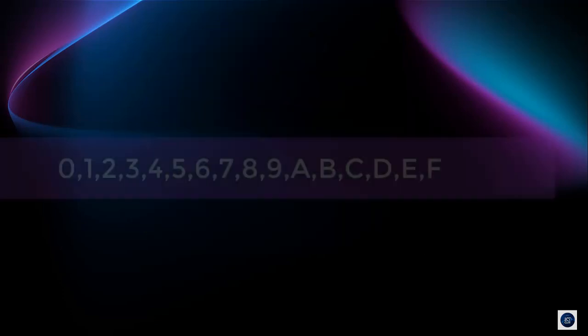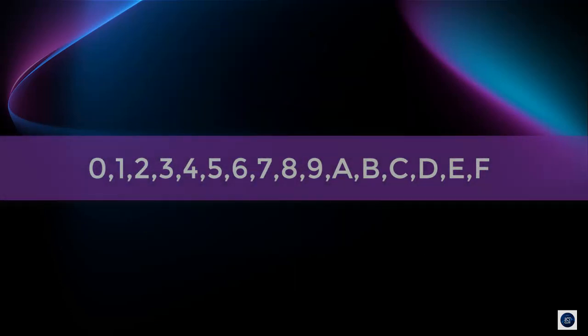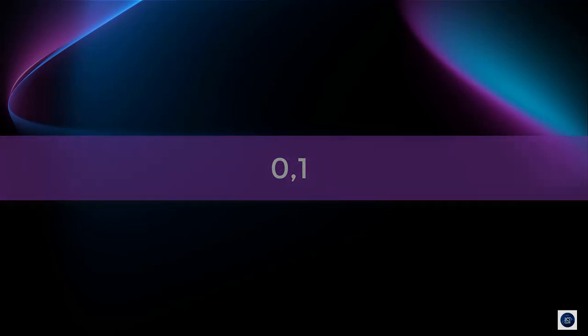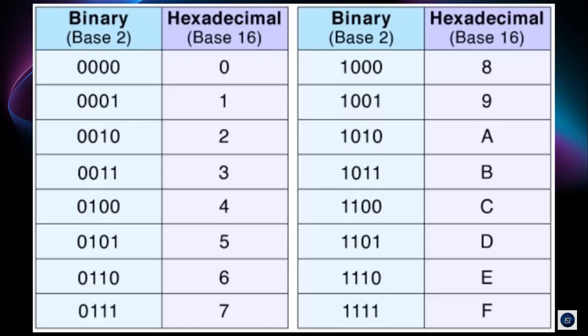It uses digits 0 to 9 and letters A to F. What is binary? Binary is a base 2 number system. It uses only 0 and 1. Each hex digit equals 4 binary digits. Here is the table.